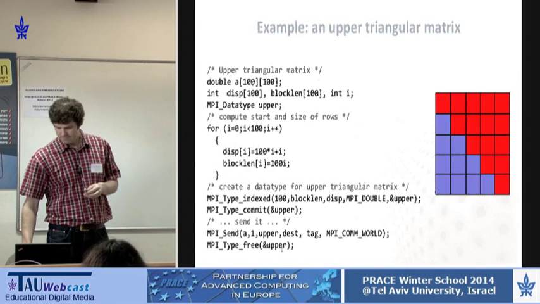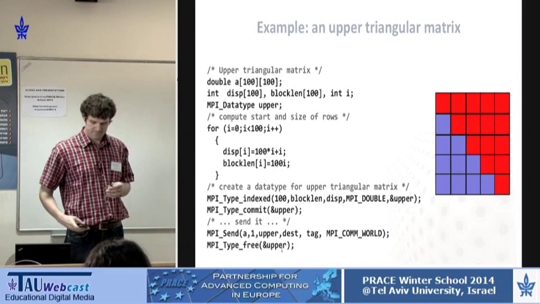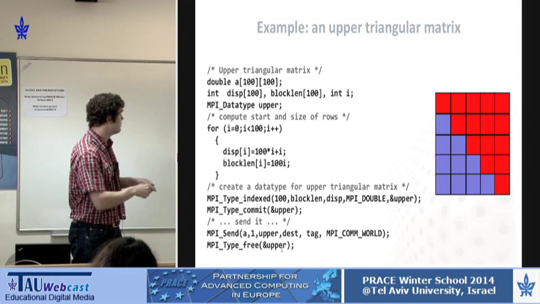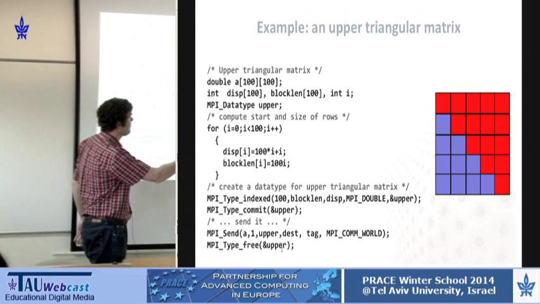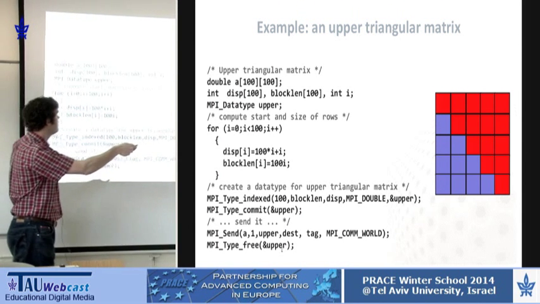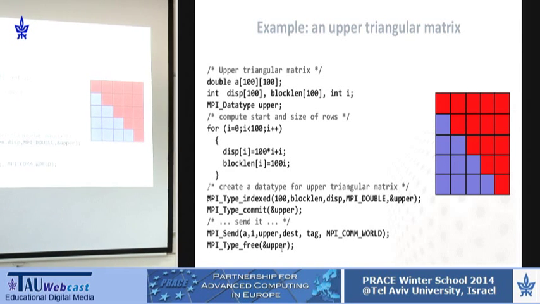So can you just repeat again? Yes. The variable block length, what was the mistake? There should be a minus sign here. So if you think that the first block here is 100, the second one would be 100 minus 1, and so on.